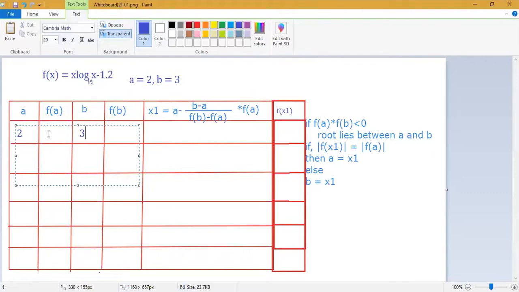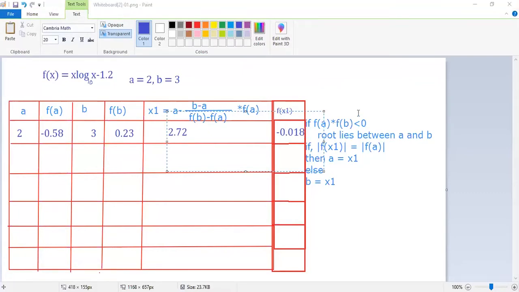Just find out the value of fa, that is f of 2. After one iteration, when I put the values of a and b, a is equal to 2 and b is equal to 3, I have fa equal to minus 0.58, fb equal to 0.23, x1 equal to 2.72, and fx1 equal to minus 0.018.